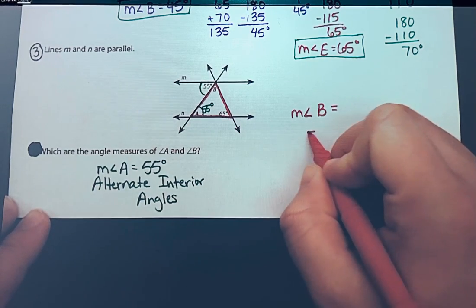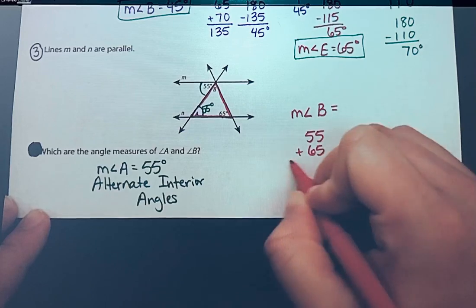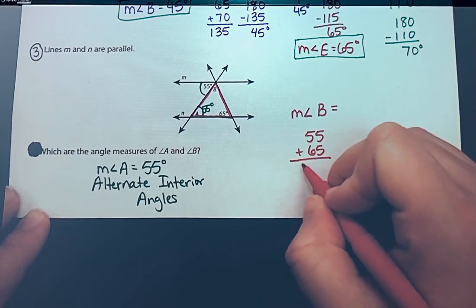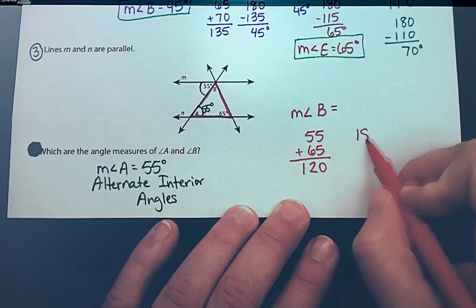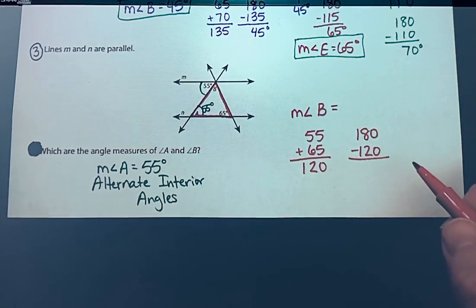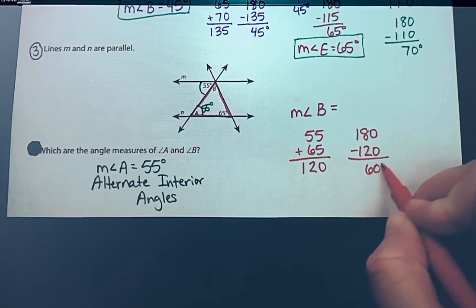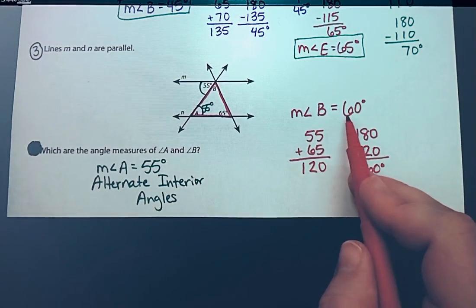So 55 plus 65 is going to give me 120. And then I do 180 minus 120. And that's going to give me an answer of 60 degrees. So the measure of angle B is 60 degrees.